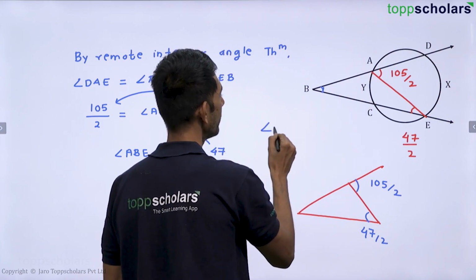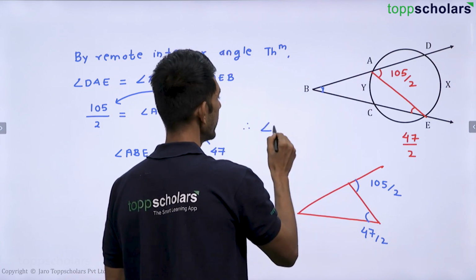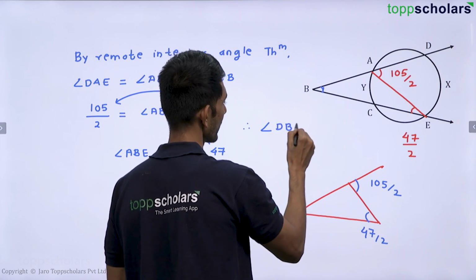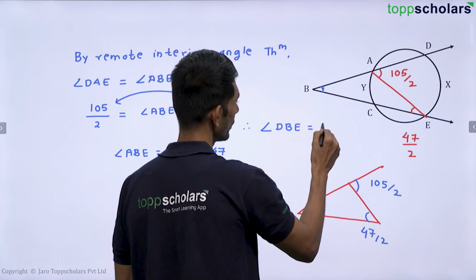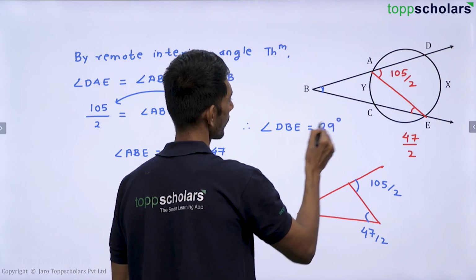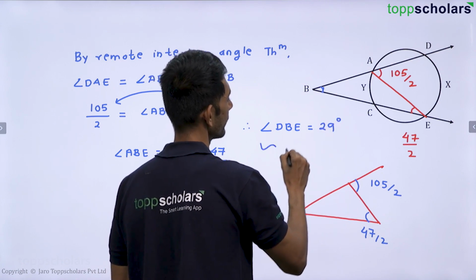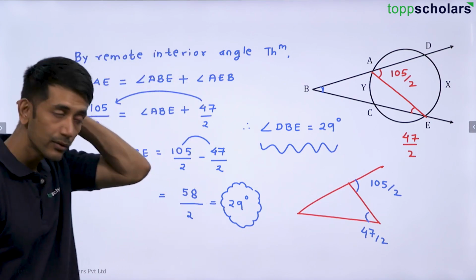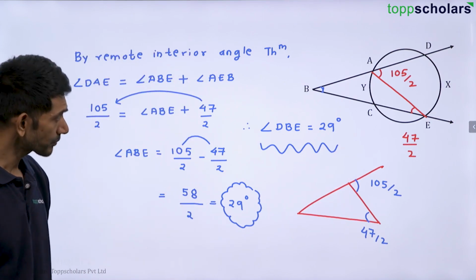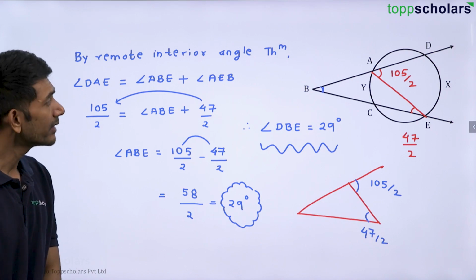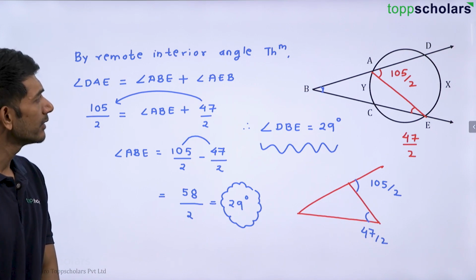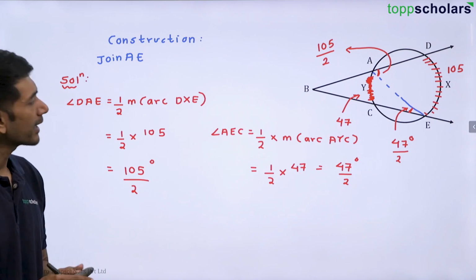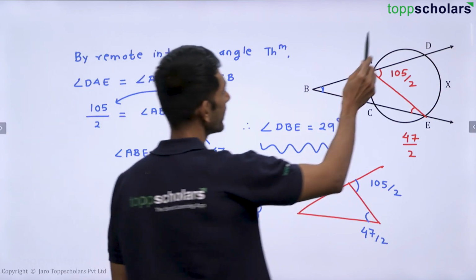ABE and DBE are same. So DBE is equal to 29 degrees, right? I hope this is clear to all of you. Simple? Okay. Is there another way of doing it? Yes, there is another way of doing it. There is a direct formula, right? So what is the direct formula?